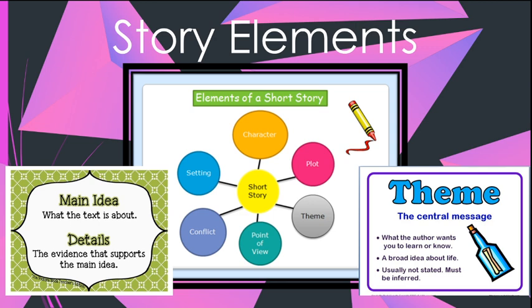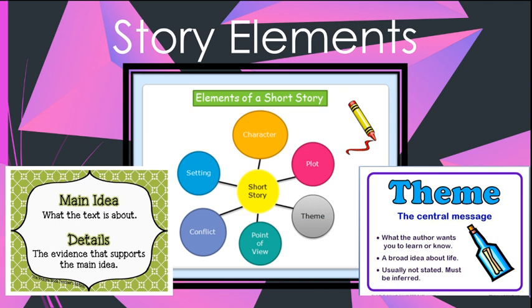Okay. All right, next we have point of view, which is the perspective in which a story is told. So for example, if the story is told in first person with pronouns such as I, me, we, if the story is told in second person point of view with pronouns such as you, or if the story is told in third person point of view with pronouns such as she, he, they, it.